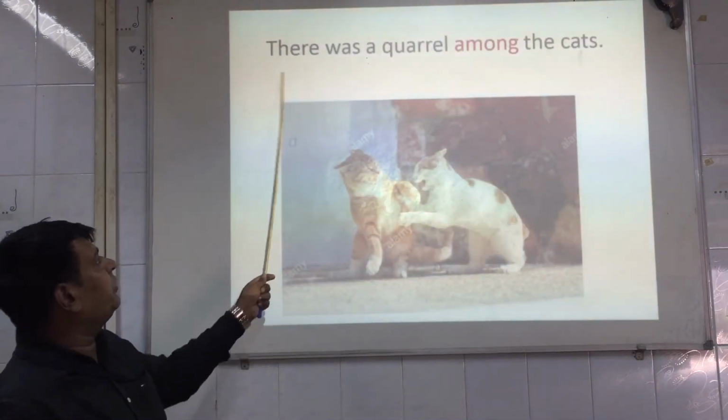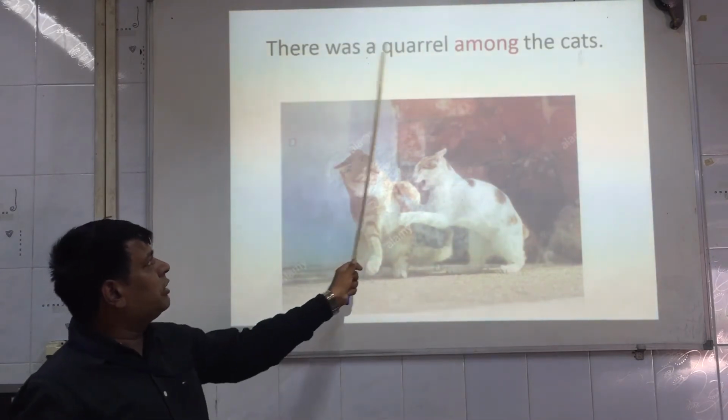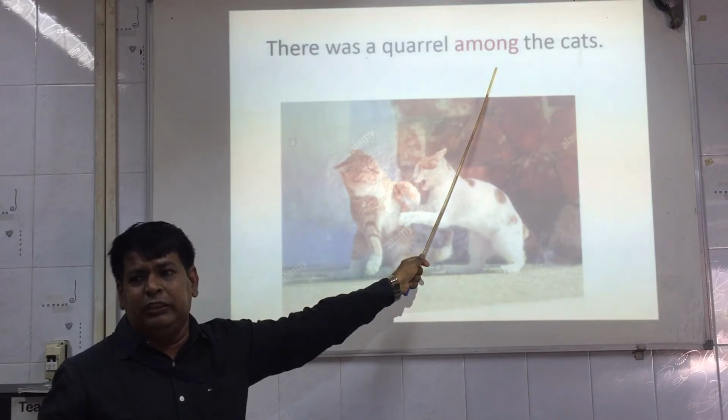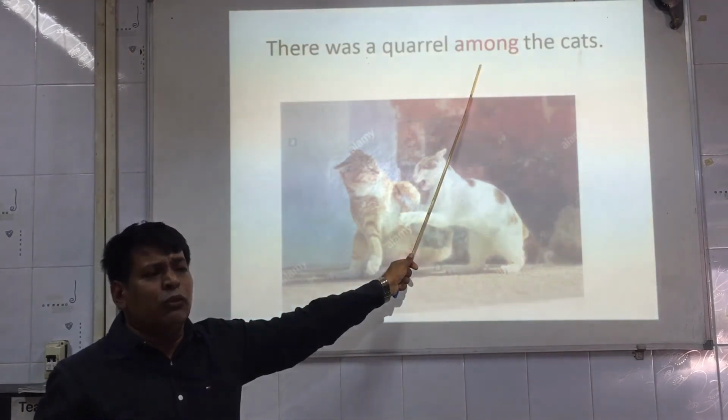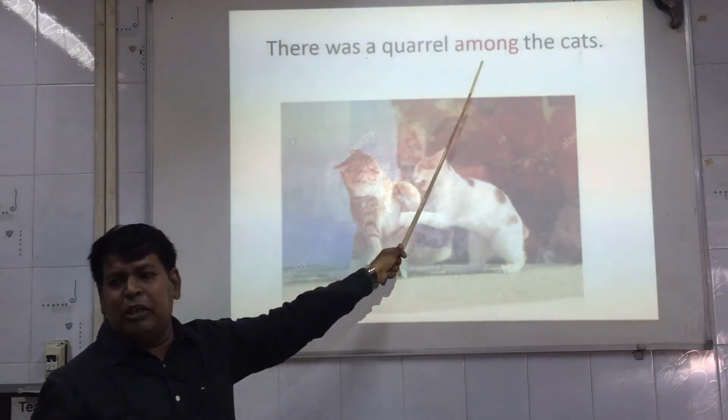Now see something new. There was a quarrel among the cats. Here the preposition among is being used. When we talk about more than two people or things, we use the preposition among here.